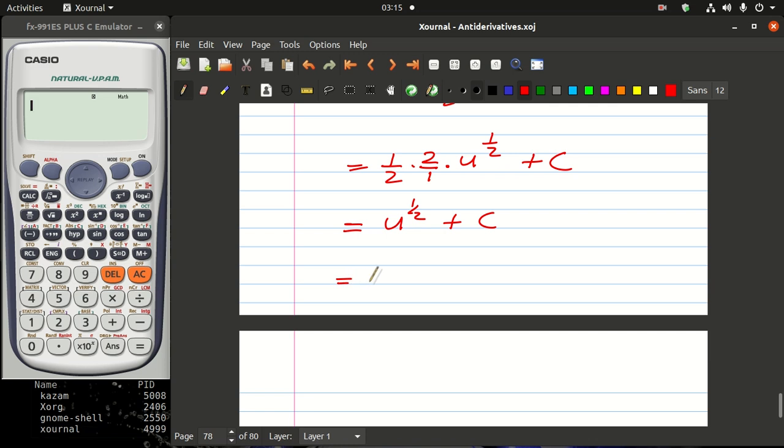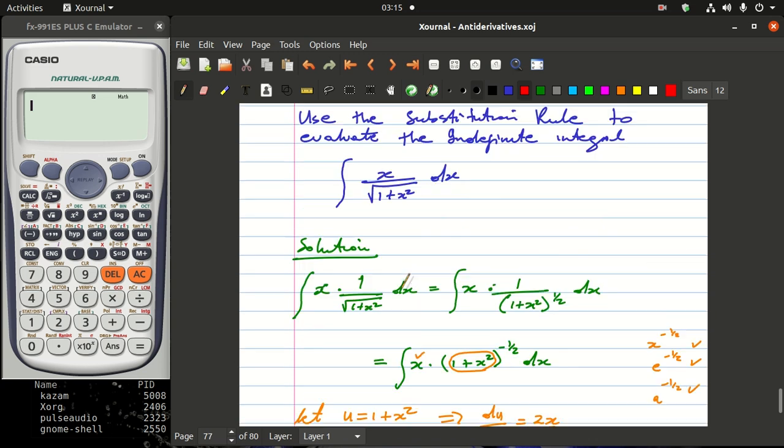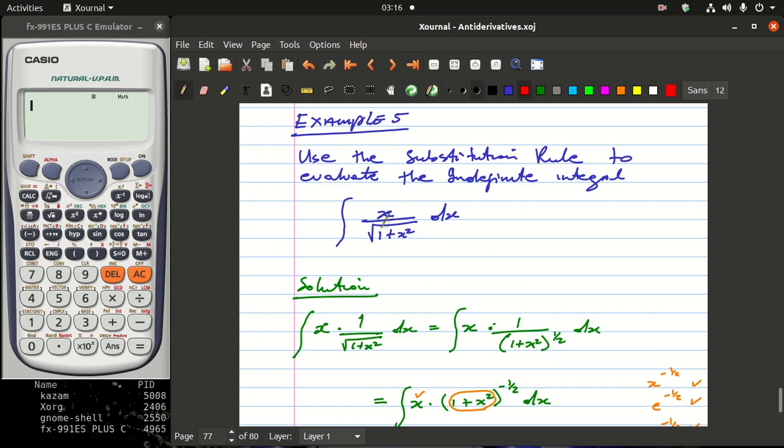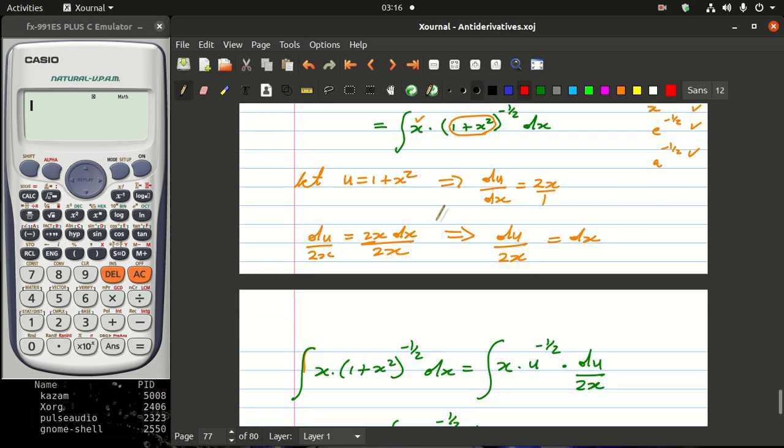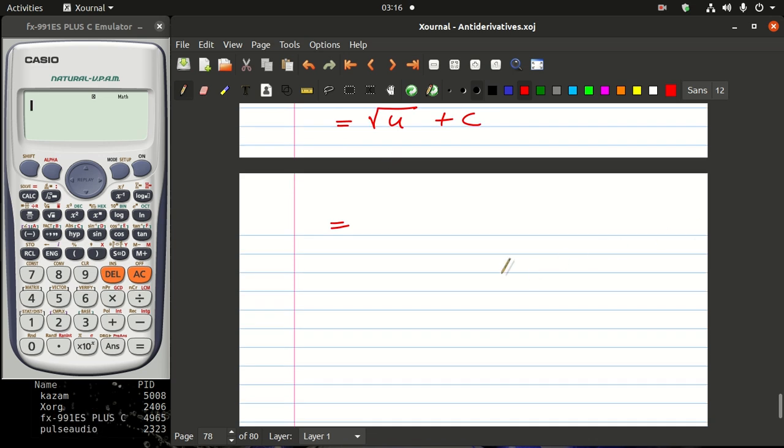This equation was given in terms of roots, so if possible, let's put it in root form. So we'll have root u plus a c. After that, we did not have a u in the question. I don't remember having a u in the equation. The question had x and the square root of 1 plus x squared, so we have to replace the u back with 1 plus x squared. So this is just going to be the square root of 1 plus x squared plus the constant of integration. That is actually going to be the final answer.